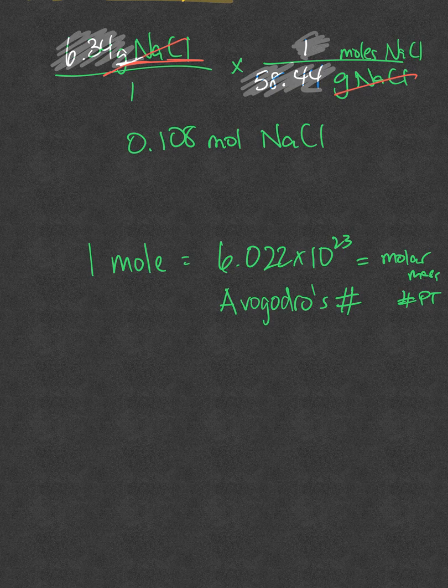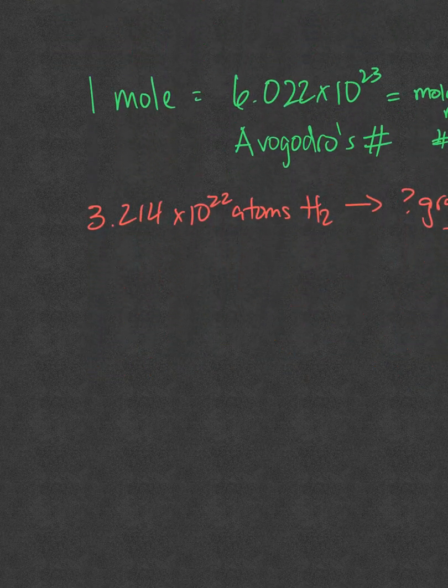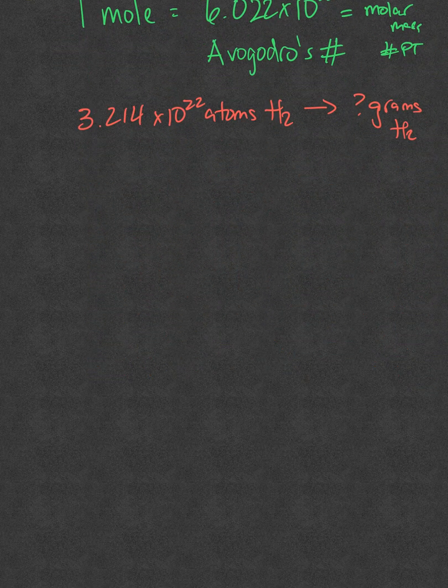So for example, let's just say we want to know, in grams, if we have 3.214 times 10 to the 22nd atoms of H2, how many grams is that? How many grams of H2 do we have in this case? Okay, so just kind of work this out. Well, we have 3.214 times 10 to the 22nd atoms of H2. So we're going to use dimensional analysis to figure this out. So this is over 1.